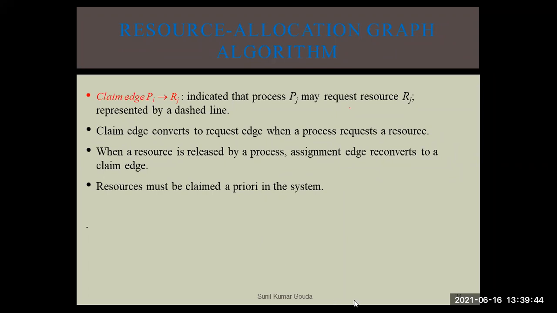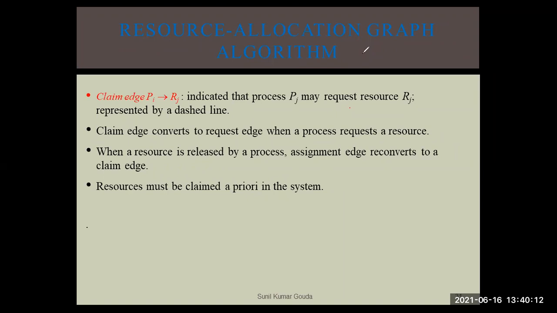Okay, so how will you make a wait-for graph from a resource allocation graph? Wait-for graphs are used for detecting deadlock. Let's first understand what you mean by resource allocation graph. This resource allocation graph algorithm is basically used for deadlock detection purposes.